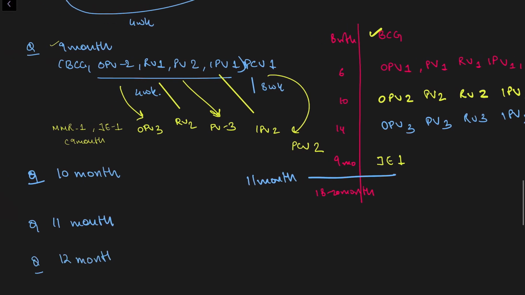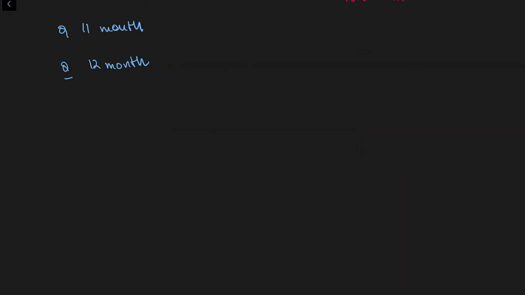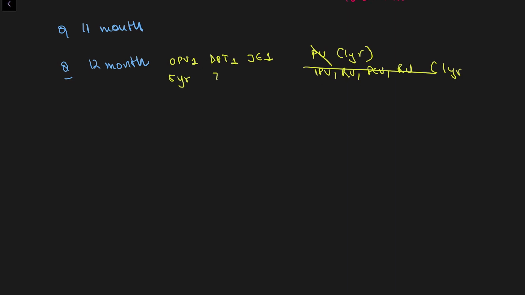Then the next question is a 12-month-old unimmunized child comes. So we will give him OPV first dose, DPT first dose, PCV first dose, JE first dose. Remember, pentavalent is given only up till 1 year. Hence, DPT is given. Others like PCV, IPV, BCG, rotavirus are not given. OPV1 is given because it can be given up to 5 years, DPT1 up to 7 years, PCV1 up to 5 years, and JE1 can be given up to 15 years.